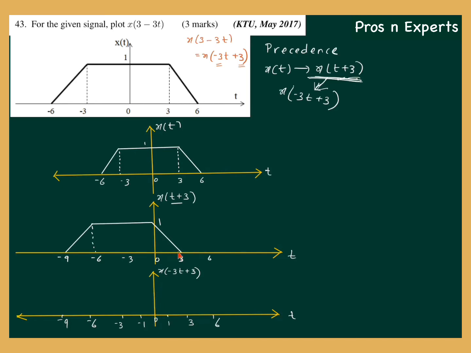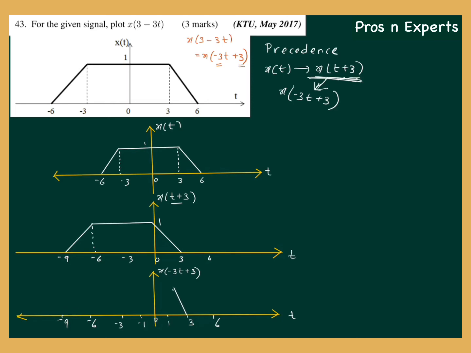And finally, what happens to 3? This 3 will be divided by minus 3, and that goes to minus 1. 3 by minus 3 is minus 1, so that portion goes to here. So a flipping occurs, automatically a flipping occurs. So I can draw it as minus 9 will go to plus 3, and minus 6 goes to 2. So this portion will come something like this.